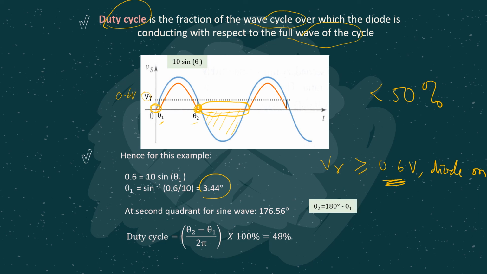Then for the second quadrant of the sine wave, to represent theta 2, it should be just 180 degrees minus theta 1. So 180 degrees minus 3.44 degrees, then you get this value. Our duty cycle is given by this formula, theta 2 minus theta 1 over 2 pi times 100%. So we know exactly the duty cycle for the half wave rectifier for this particular example is 48%.